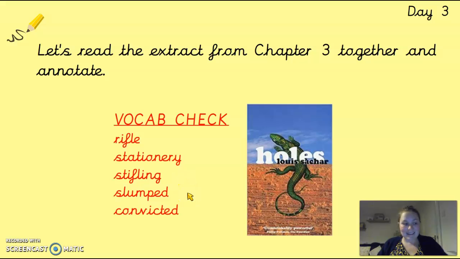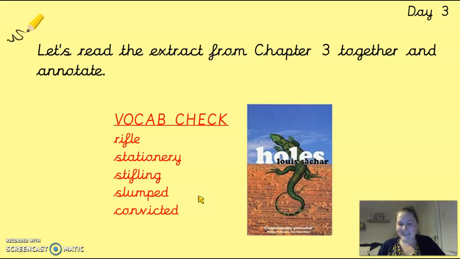The next word is slumped. Okay, I think it was the guard that was slumped. Now, if you're slumping in your chair, it means you were kind of hunched over. So if I was going to slump in my chair now, it would be a bit like this. Okay, I'm slumped. And he doesn't know whether the guard's asleep or not.